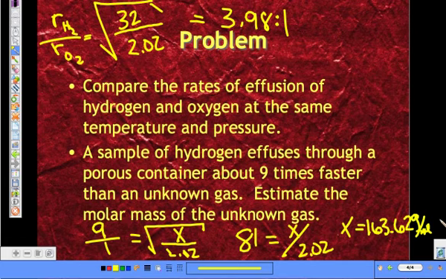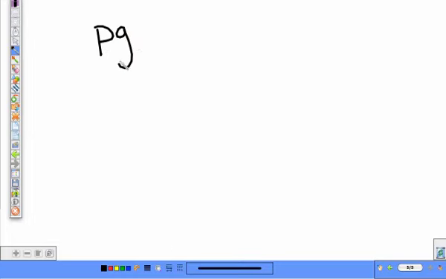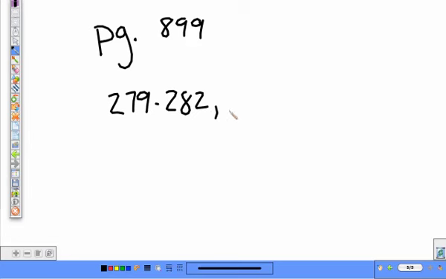Okay. These problems we do at the end of the period tomorrow, so after the quiz, you can work on these. Problems 279 through 282, and then 310 and 317. At the end of the period tomorrow, after your quiz, you'll probably have 10 or 15 minutes, I would think, to work on it.